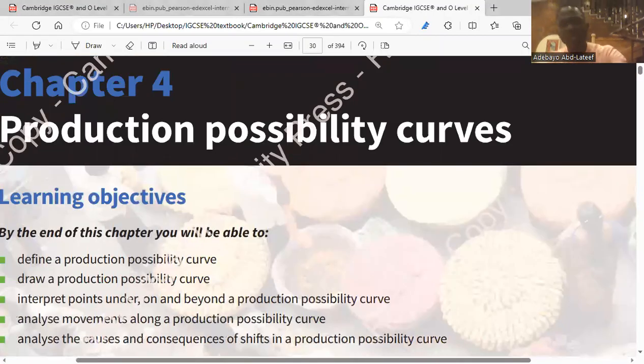Yeah, we start with... So go to chapter 4, production possibility curve.